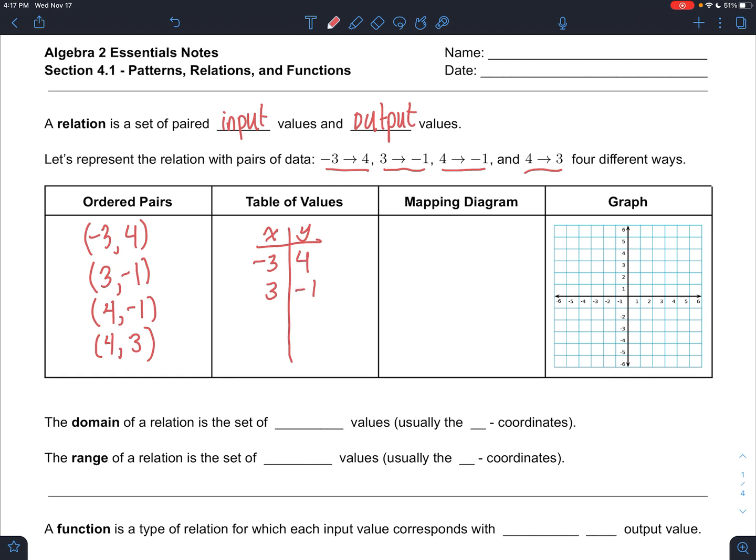A table is the same deal, except we're summarizing it in a different way. So I'm copying down the same numbers, noticing that 4 has 2 different y values. We're going to hop back to that later.